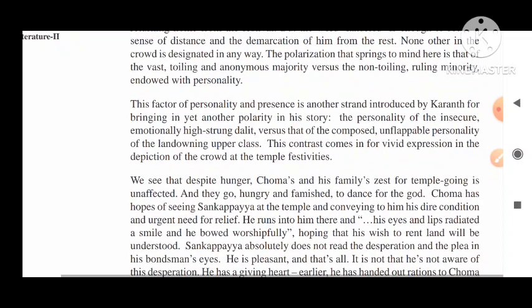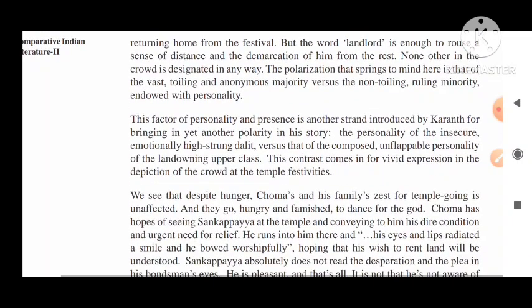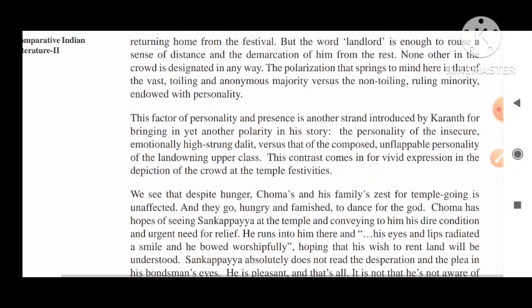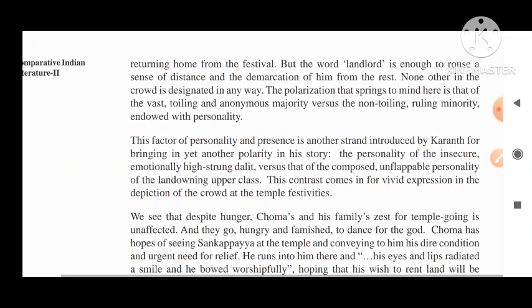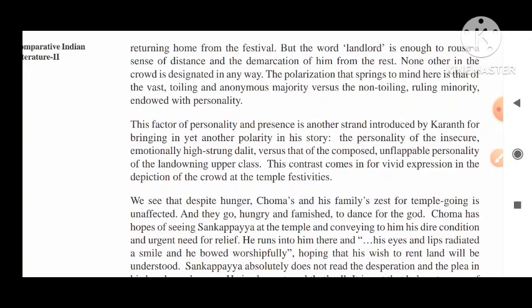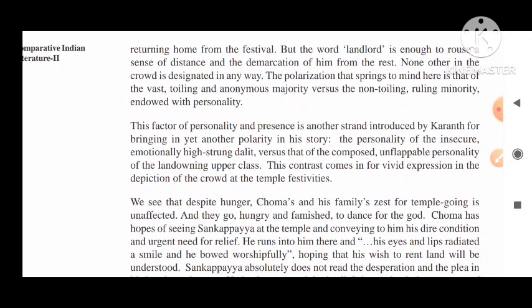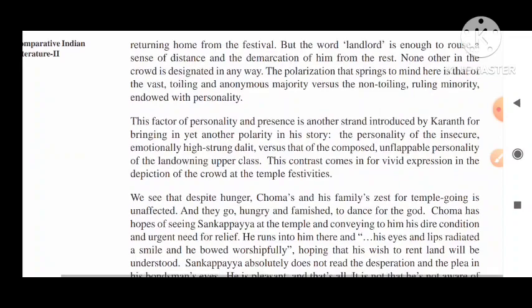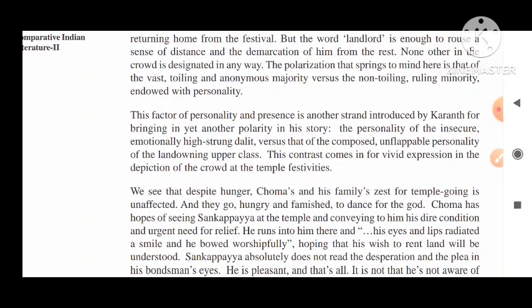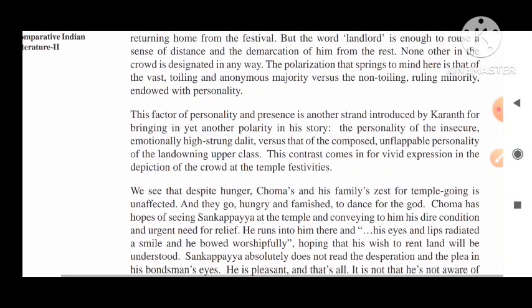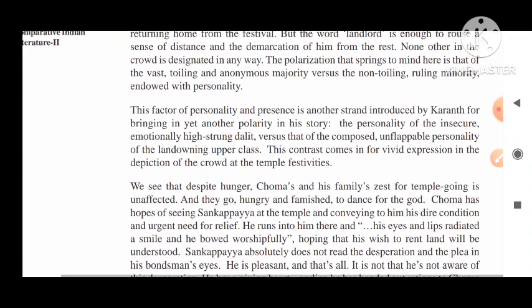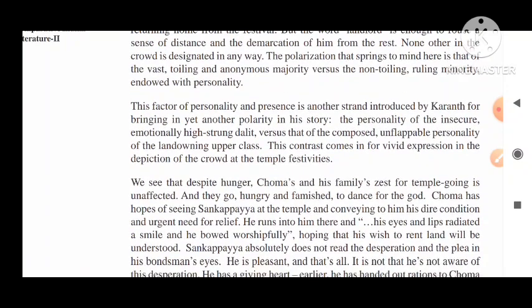None other in the crowd is designated in any way. The polarization that springs to mind here is that of the vast, toiling and anonymous majority versus the non-toiling ruling minority endowed with personality.